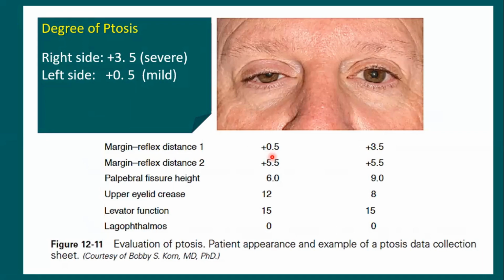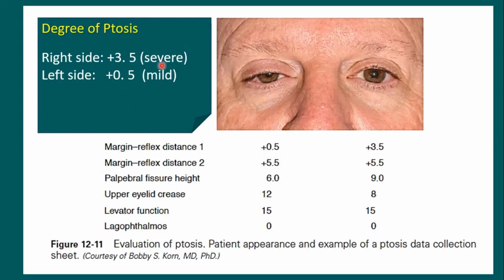But there is another, more accurate answer. We can use the normal reference of MRD1 as 4 millimeters. In such a case, if we subtract 0.5 from 4, we have 3.5 millimeters on the right side. So this is severe ptosis on the right side, and we have mild ptosis on the left side. And definitely, this is an evolutional ptosis, most probably because of the age of the patient.